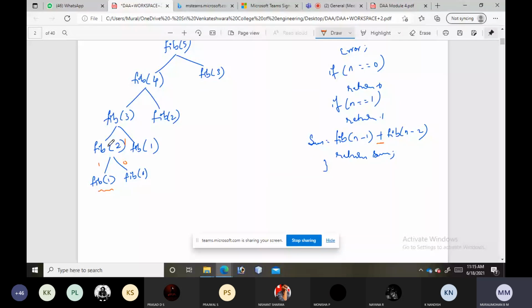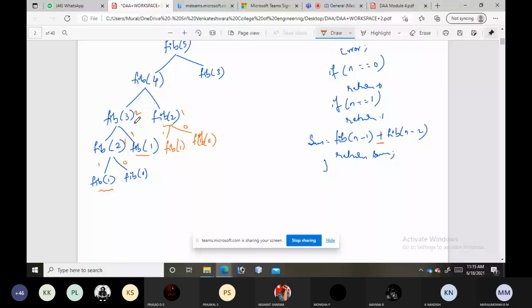Again, to solve this fib of 3, we should solve the other branch. Fib of 1 is 1, so it is now 1 plus 1, 2. So fib of 3 is 2. Now we solve this fib of 2. It is greater than 1, so again it will call fib of 1 and fib of 0. Fib of 1 is 1 and fib of 0 is 0, so 1 plus 0 is 1. Now fib of 3 is 2 and fib of 2 is 1, so 2 plus 1 is 3.